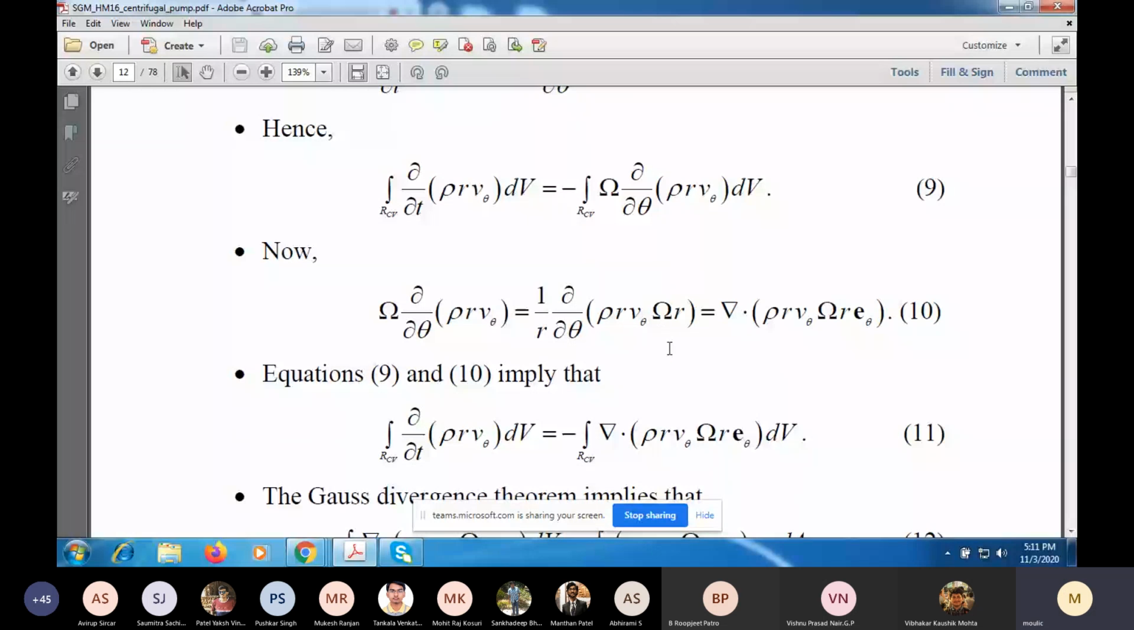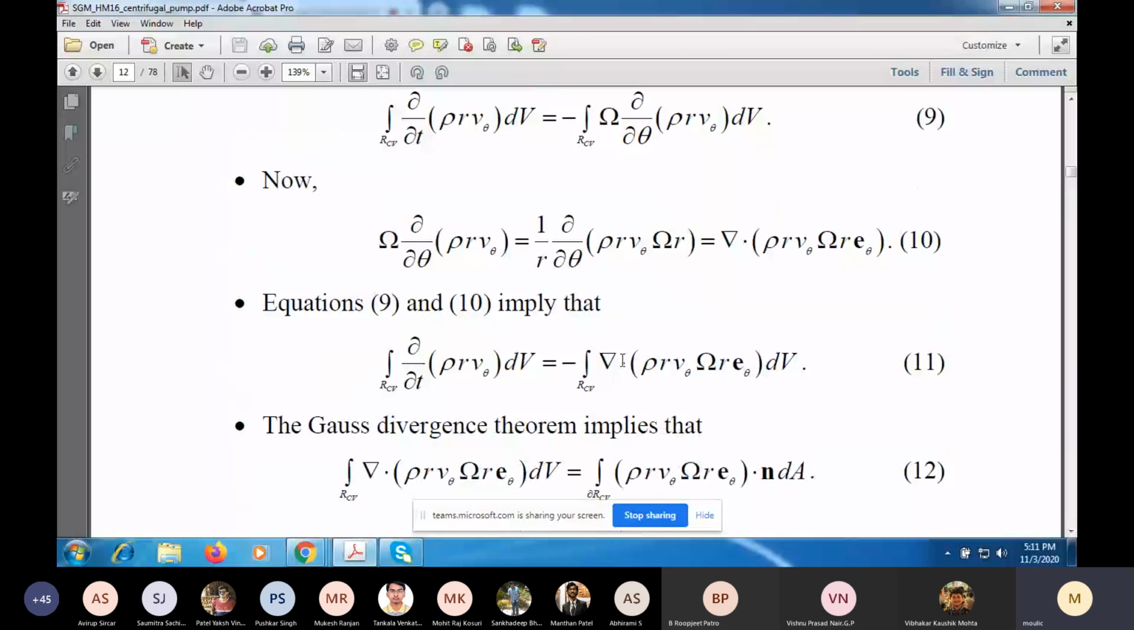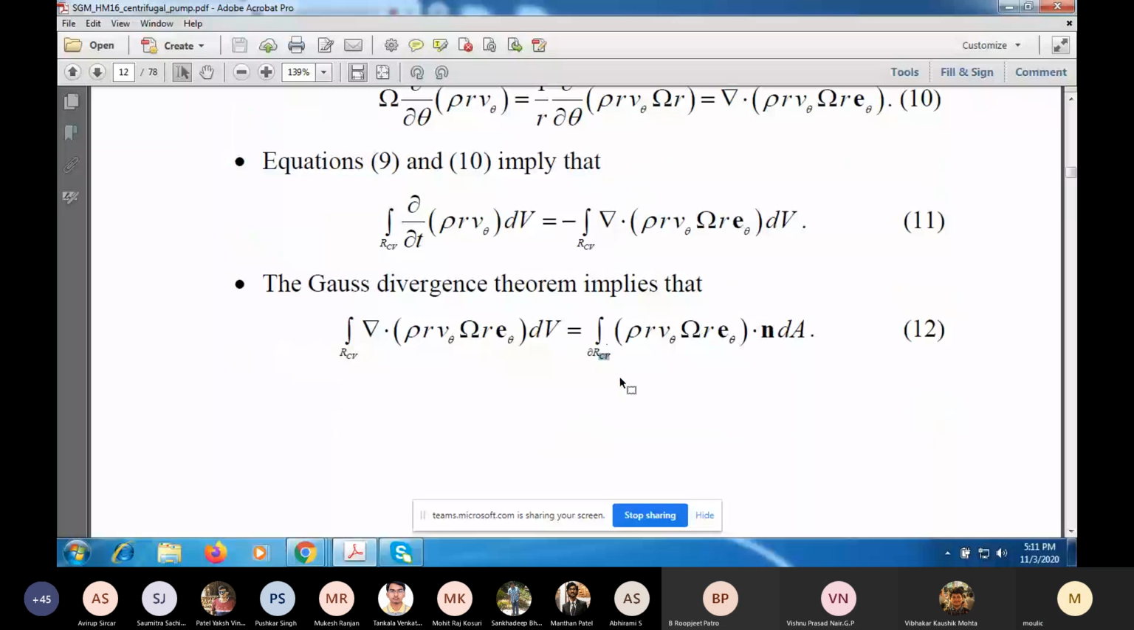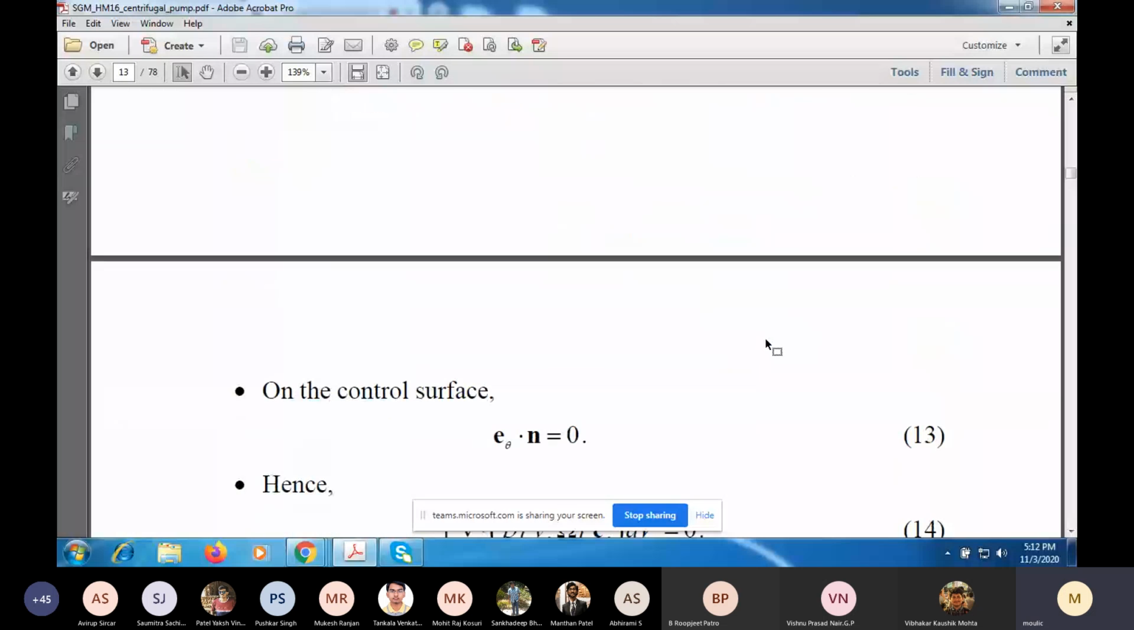So therefore, this unsteady term one can write as the integral of the divergence of this quantity. And now we can use the Gauss divergence theorem and write it as a surface integral over the control surface. So you'll have rho r v theta omega r e theta dot n. Now what is e theta dot n? You can see that it is 0 everywhere.